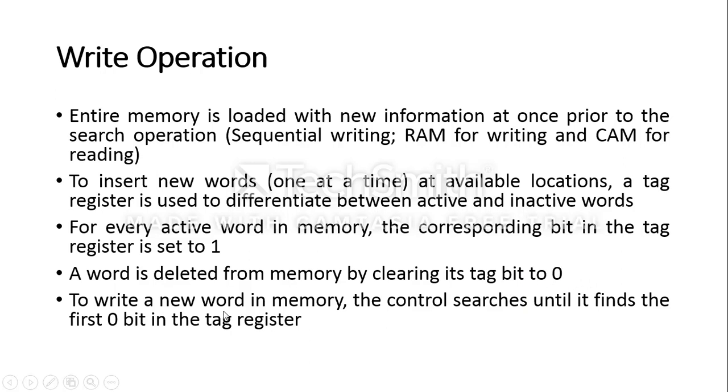To write a new word in the associative memory, the control searches for zeros in the tag register. Whenever it encounters the first 0 in the tag register, the corresponding memory word is overwritten by the new content. So this is how the two types of write operations, initial write and normal single write operation, can take place for the associative memory.